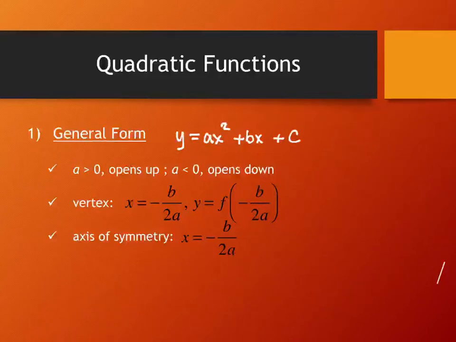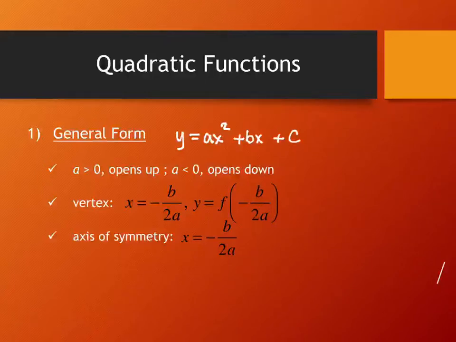So if the a value is positive, it's an opening up parabola. If the a value is negative, it opens down. And that should make sense from the things that we have done back in the section about shifting graphs around, right? About reflecting things over the x-axis, that kind of stuff. It goes right hand in hand with that.